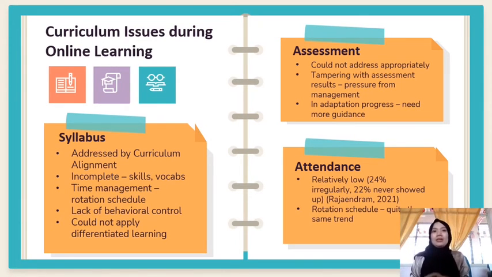Meanwhile, 22% of students had never showed up. This has rounded up to nearly 50%, okay, half of the learners in Malaysia, and this problem should be addressed immediately by all parties to avoid further learning problems in our young generation.